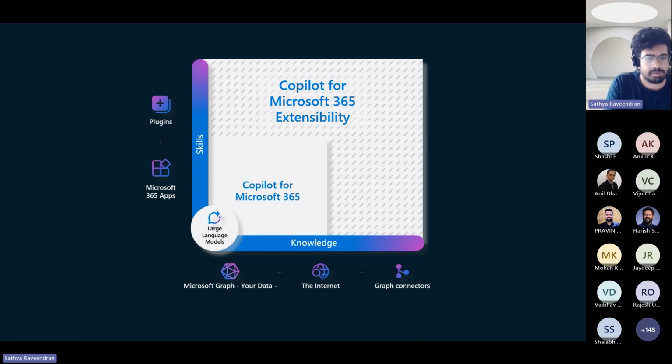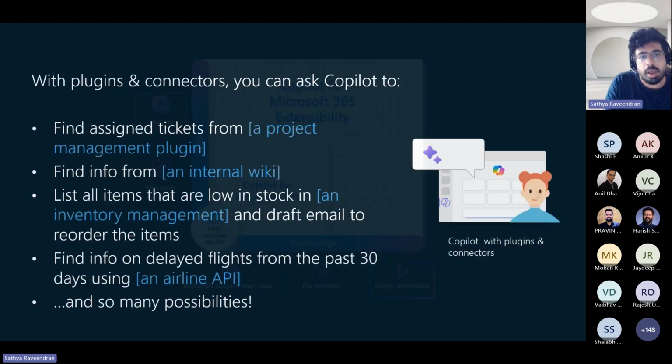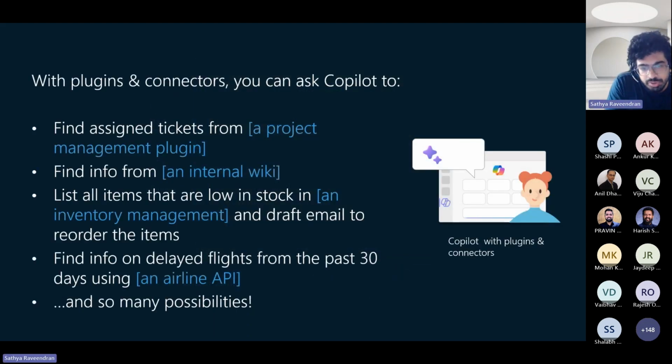Now, this is at a high level, but what do these usually mean? And when should I choose which approach, right? That's a question that you might have at this point in time. Let's park that question for now. I will show you a few examples of what we are currently doing to extend Copilot with plugins and connectors, and then I will bring it all together in a summarized way.